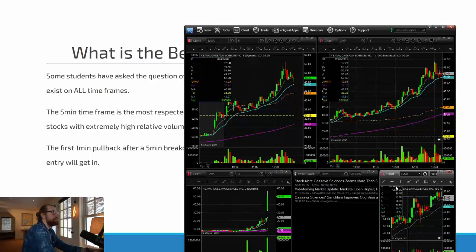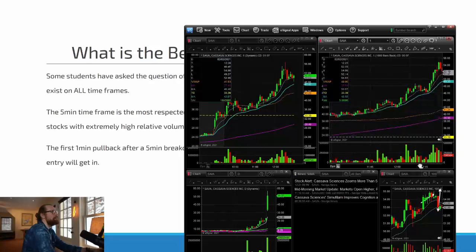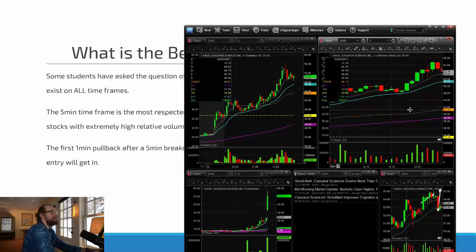I did a 10-second pullback actually right here. This is essentially what I did on this trade right there. I got in for the break of 55 and it flushed down. And the 1 minute at that time really wasn't formed yet. I didn't wait long enough.